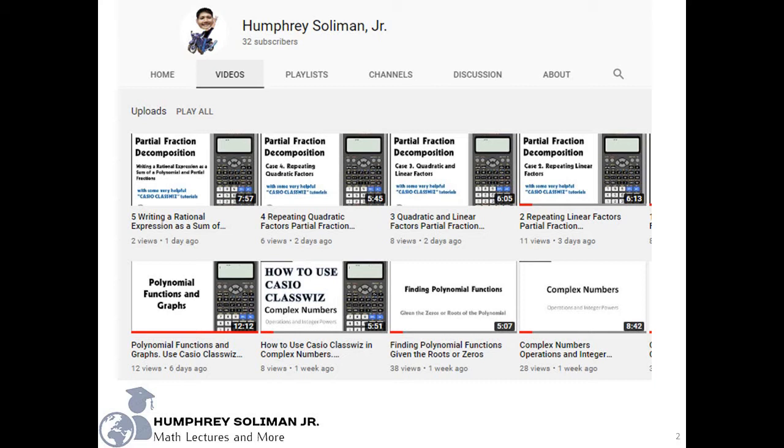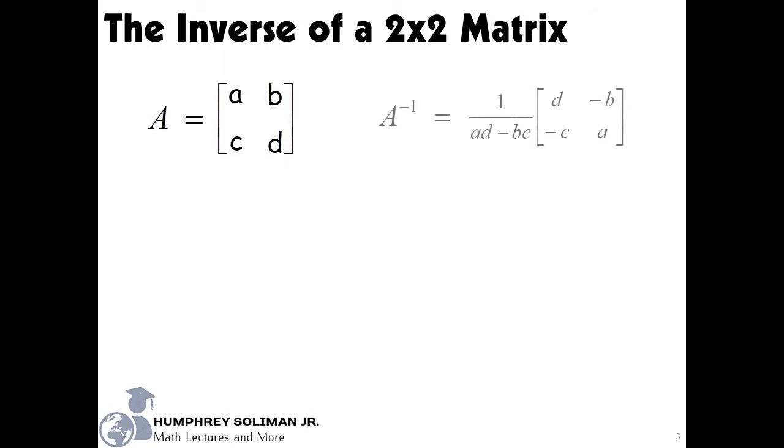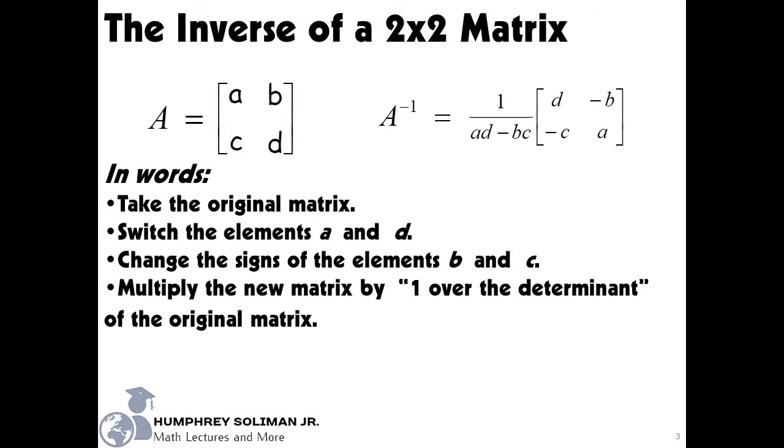Okay, to find the inverse of a 2x2 matrix, we have here matrix A. The formula for the inverse of matrix A in words: Take the original matrix. Switch the elements A and D. Change the signs of the elements B and C. Multiply the new matrix by 1 over the determinant of the original matrix.